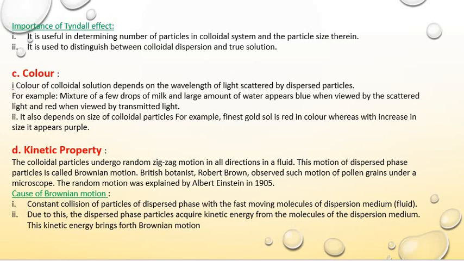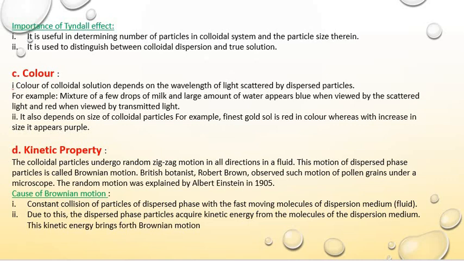Now, the kinetic property. The colloidal particles undergo ceaseless random zigzag motion in all directions in the fluid. This motion of dispersed phase particles is called Brownian motion. The British botanist Robert Brown observed such motion of pollen grains under a microscope. The random motion was explained by Albert Einstein.